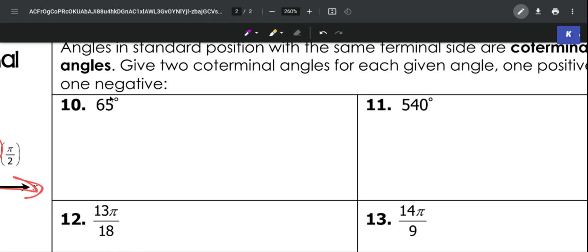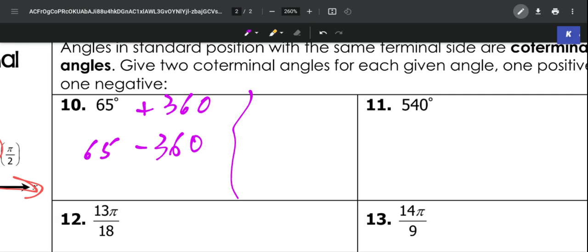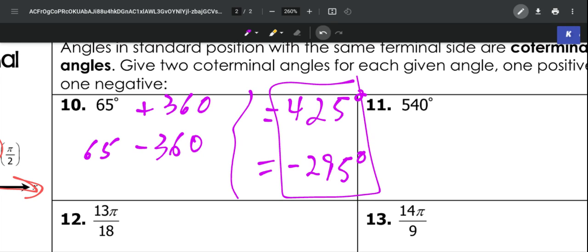So looking at 10, if our value is less than 360, then all we have to do here is simply add 360 to 65 and then subtract 360 from 65. So the coterminal angles here would be, let's see, 65 plus 360 is 425. So 425 degrees and negative 295 degrees. So those are our two coterminal angles for 65 degrees. It's that simple.